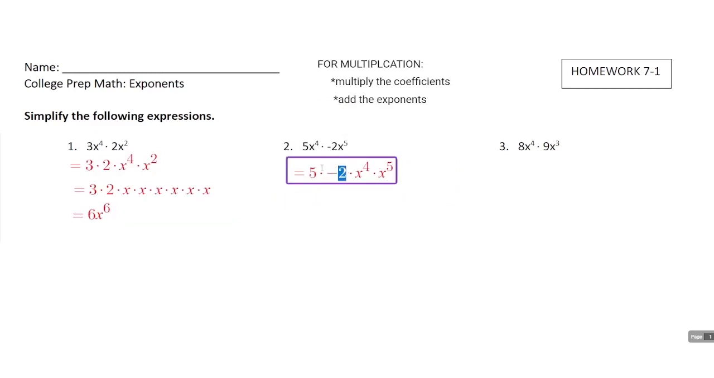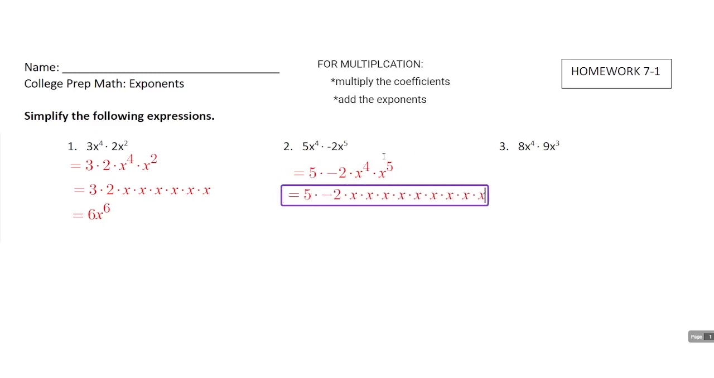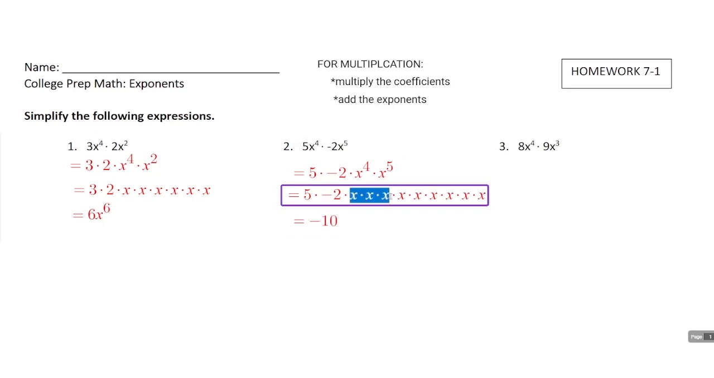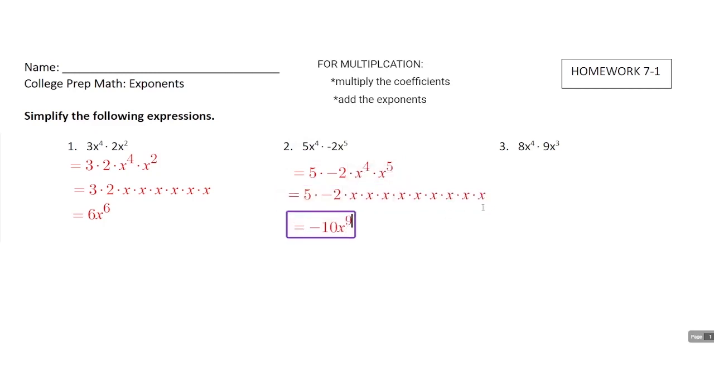So now I'm going to multiply. Oh no, actually first I'm going to expand this. So I've got 5 times negative 2, and then I'm multiplying 4 x's. So that's x times x times x times x. Then I've got 5 more. 1, 2, 3, 4, 5. Okay, so 5 times negative 2, that's negative 10. And then we've got a total of 4, and then 5 more. That's a total of 9 x's being multiplied.